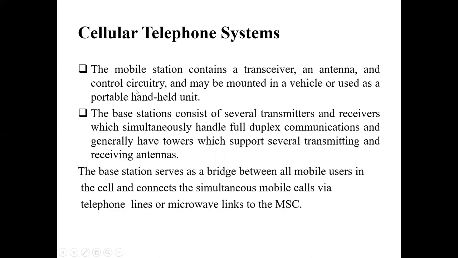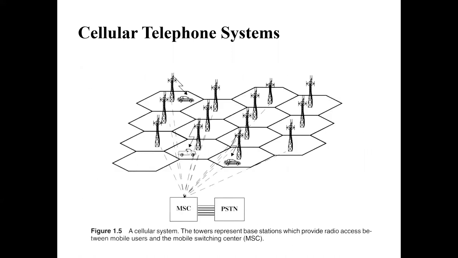Now, a mobile station contains a transceiver, an antenna, and control circuitry, and may be mounted in a vehicle or used as a portable handheld unit. Base stations consist of several transmitters and receivers, which simultaneously handle full duplex communications and generally have towers which support several transmitting and receiving antennas. The base station serves as a bridge between all mobile users in the cell and connects the simultaneous mobile calls via telephone lines or microwave links to the MSC.